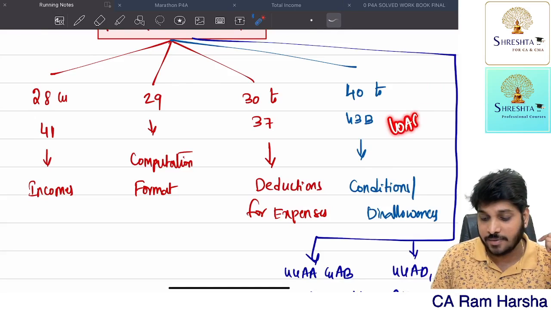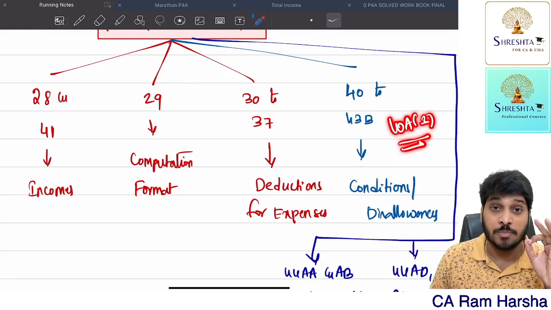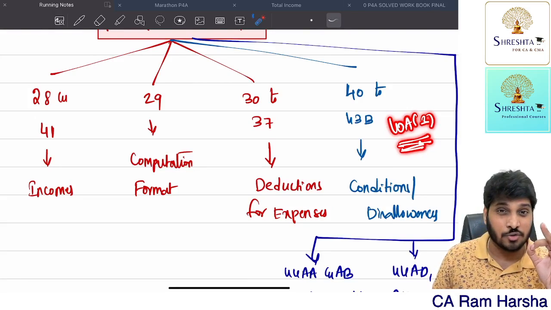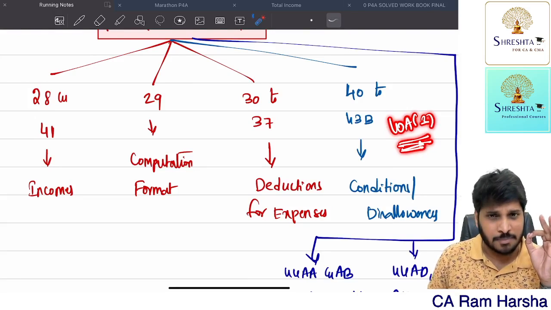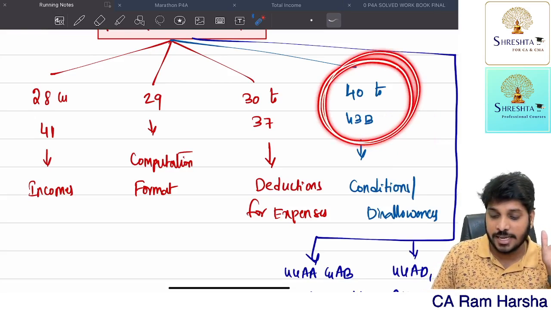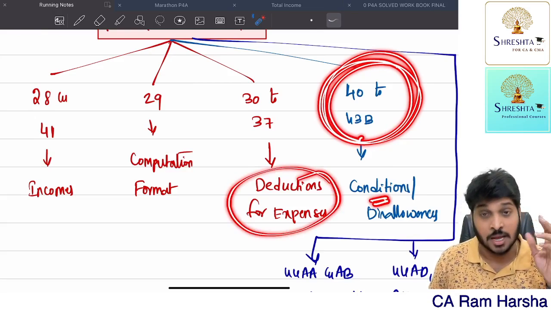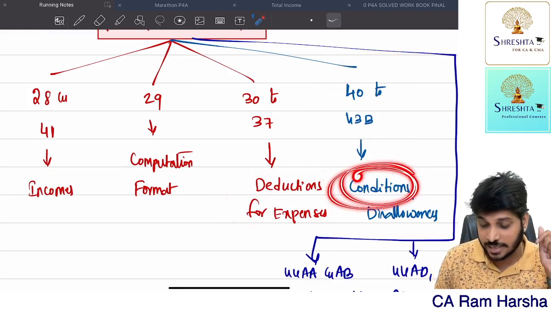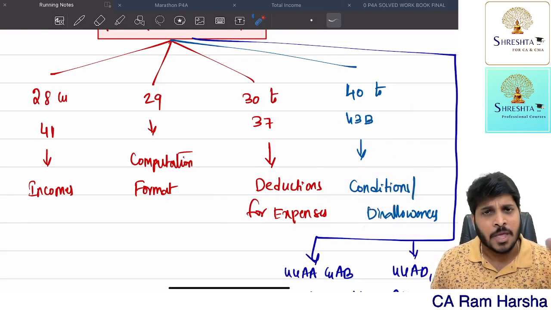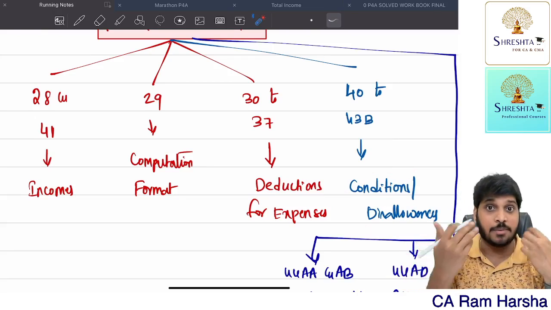So indirectly 40A(3) says what? If you want to pay any expenditure more than 10,000, you must pay by other than cash. Permitted electronic mode, account payee, that. So nothing but these 40 series sections are talking about conditions for getting these deductions. If you do not comply with these conditions, disallowance will attract. Disallowance means we will not give deduction. If you claim a deduction, we disallow it, we add it back.